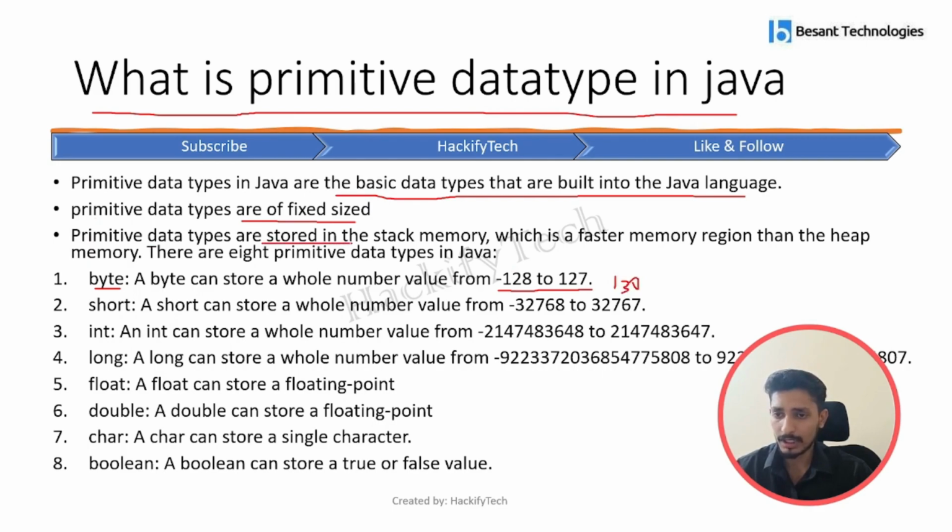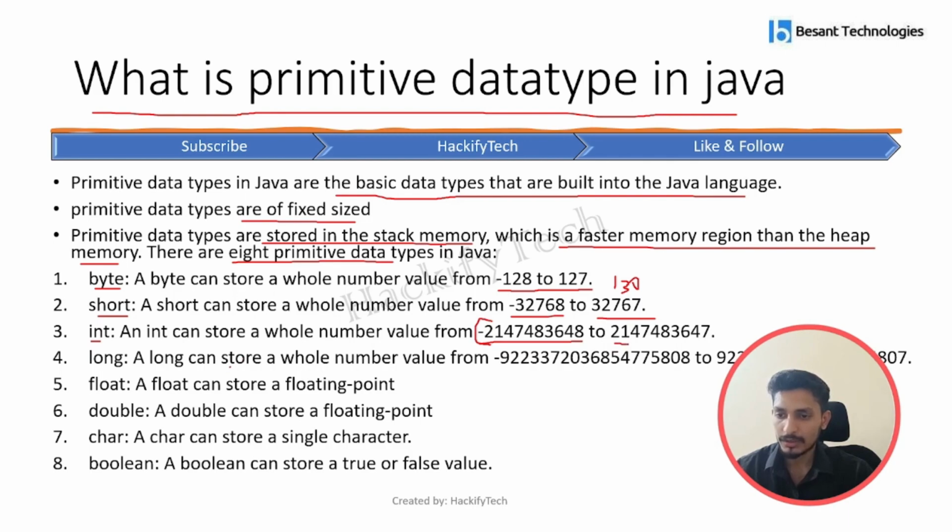Primitive data types are stored in stack memory, which is a faster memory region than the heap memory. There are 8 types of primitive data types available in Java. One is byte, another is short, which can store a range of numbers between minus 32,768 and plus 32,767. Then we have integer, which stores up to 10 digits of number, but it starts with two series here.